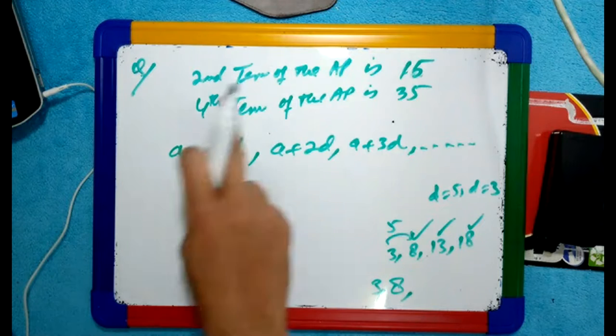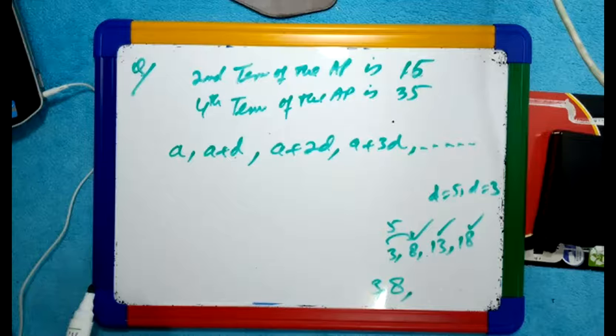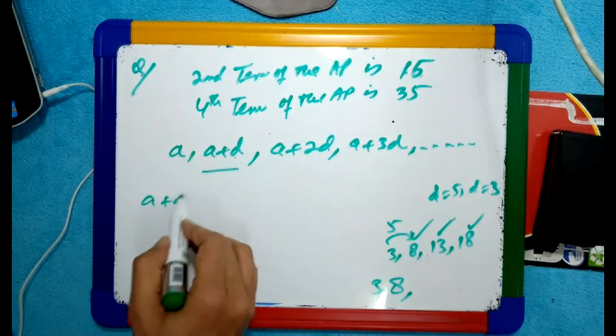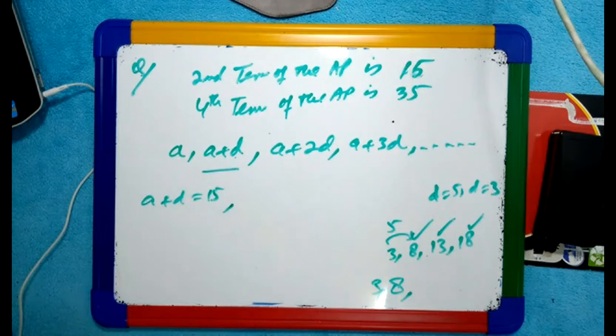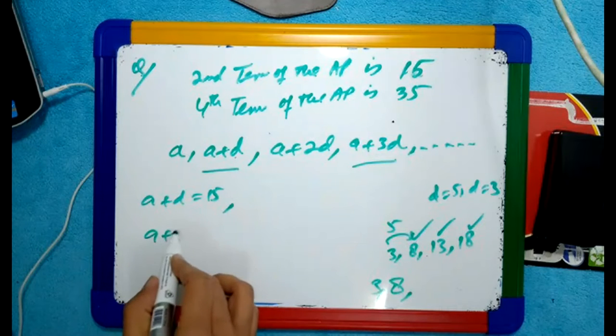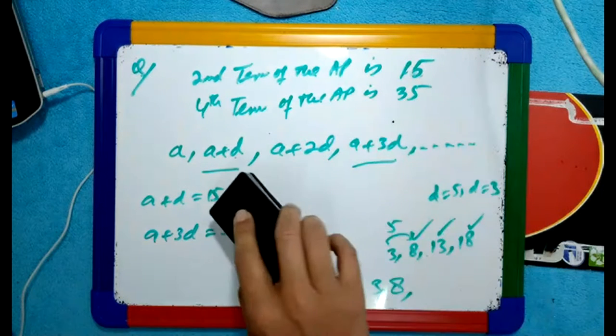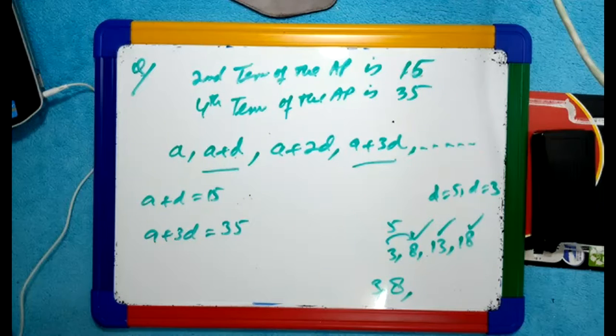So now I will use this one. Second term of the sequence is 15, so A plus D equal to 15, right? And the fourth term of the sequence is 35. So A plus 3D equal to 35, right? Now from these two, if I get A and D values, I can write the sequence, right? So how to get A and D values from these two? Do you have any idea?